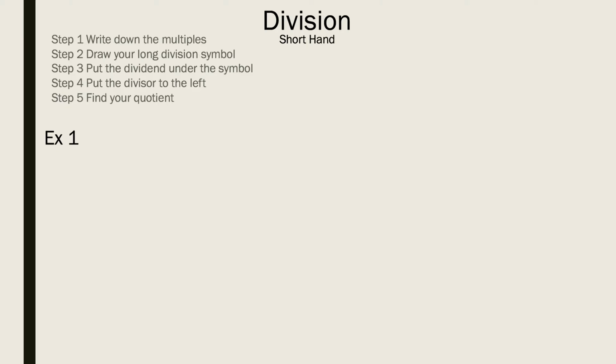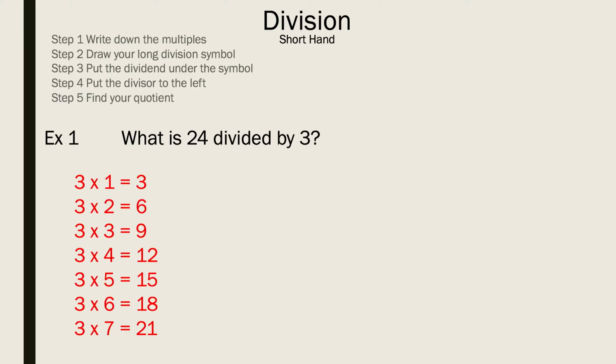So there are going to be 5 examples. Each one's going to be a little bit different than the last. So let's go ahead and get started with example 1, which is what is 24 divided by 3? Let's go ahead and write down the multiples of 3, which is step 1. And there you go. We're going to do step 2, 3, and 4 now. And then now we're going to do step 5, which is find your quotient.